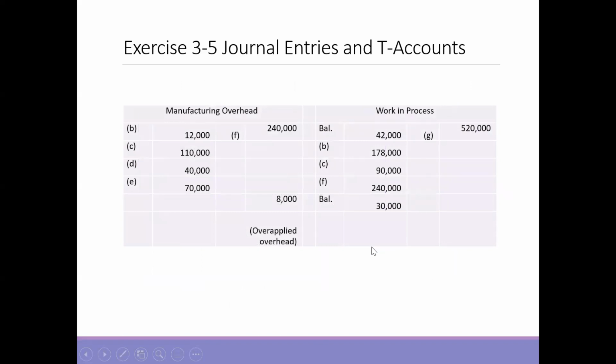So those various journal entries we just did get posted to the different accounts. Do you see for this period, just the manufacturing overhead? We have all our actual costs. We show what we applied, but we kind of over applied here. Does that make sense? And then we can see that our work in process at the end of the month has 30,000 sitting in it.